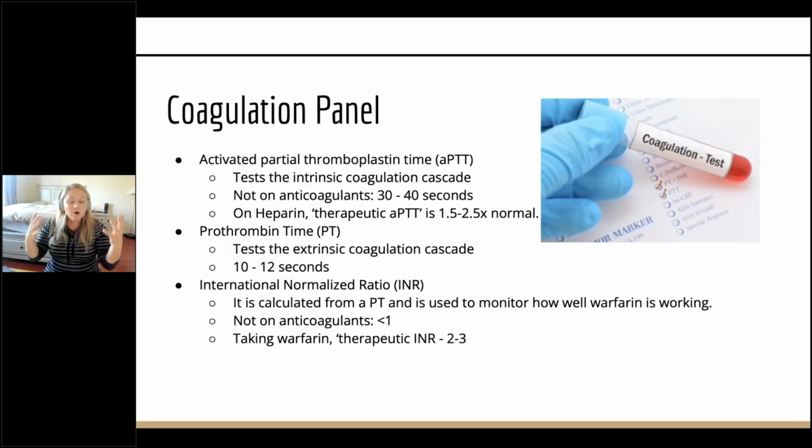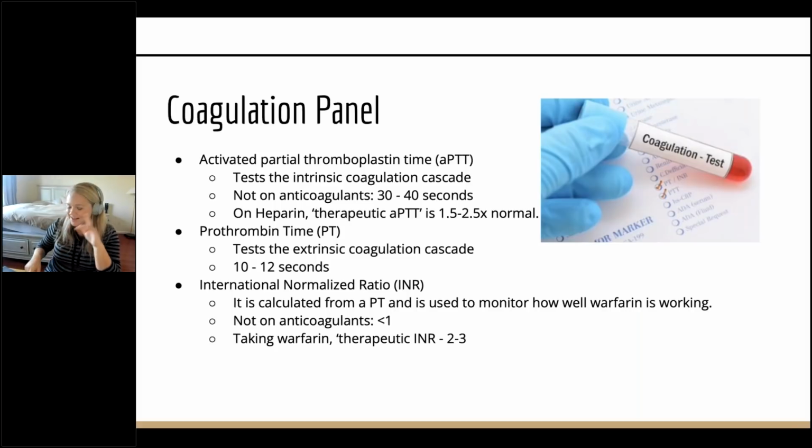So, overarching idea with these coags that I want you guys to remember: the higher the number, the longer the blood is taking to clot. If it's too high, our patient is at risk for bleeding. And that's going to be a big problem.